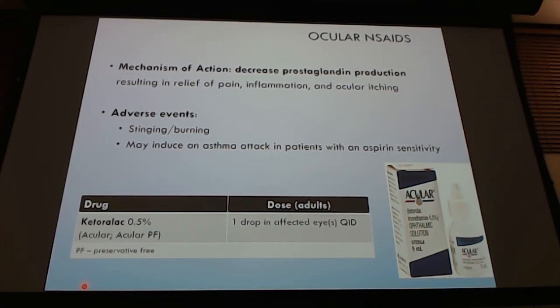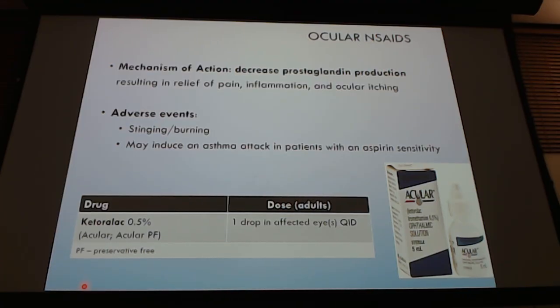Looking at our ocular NSAIDs, so this is the first time that we're seeing these, decreasing that prostaglandin production. Prostaglandins are going to be what cause inflammation. You'll also see those in pain and in the itching. So if I give them this and decrease that prostaglandin production, the idea is that they won't have as much pain and itching. And a lot of these patients are going to have a lot of itching whenever they present to you.